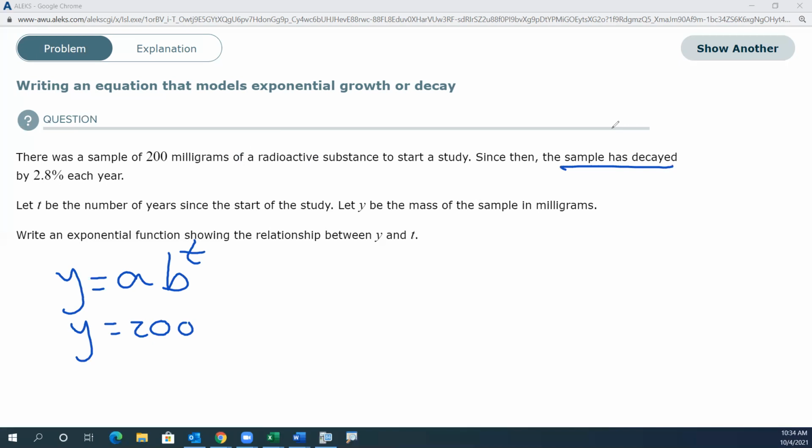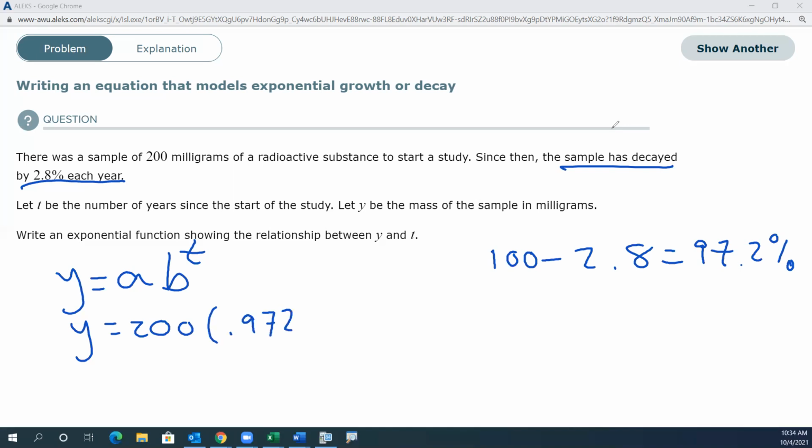So the sample decays by 2.8% every year. Every year you start with 100% of whatever, and you lose 2.8%, which means you end up with 97.2%. So 0.972 is the percent that we end up with. That is how you do these.